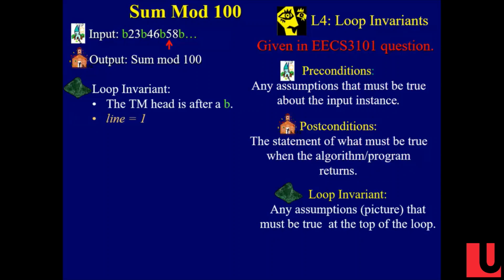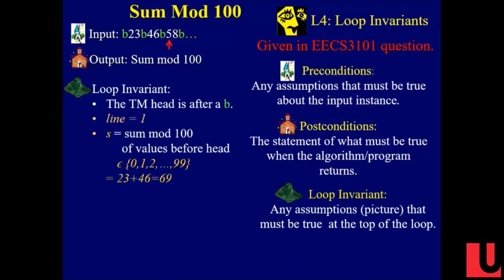What do I know? Well, I'm at the top of the loop, so the line number will be 1. I know that I've added everything up together so far. I have some variable s, and s is the sum of the numbers that are before the head. This is all very natural. Everybody get this? And what is s? s is a number between 0 and 99 because we're doing mod 100. There's an example. If the head is here, then the sum comes out to 69. That's what s equals. Everybody good?